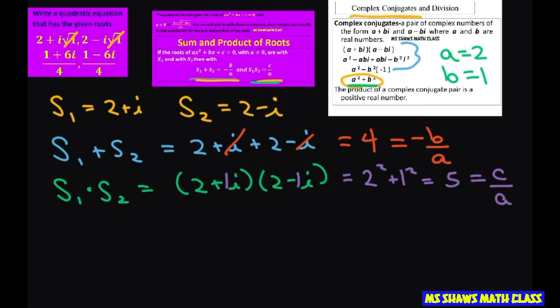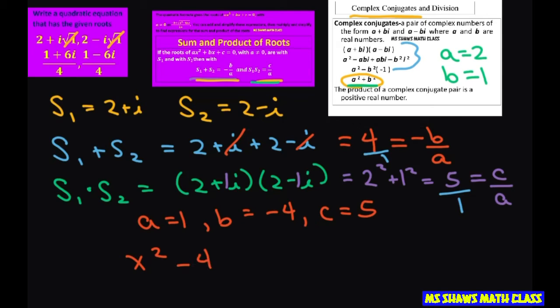Since they're both whole numbers, we can write these in fraction form, and our A is going to be 1. So we have A equals 1. B, since negative B is 4, then B is going to be negative 4, and C is 5. And we can write the equation as x squared minus 4x plus, let's see, why are we getting 15? That shouldn't be 15. So that should be plus 5 equals 0. And that is your final answer.